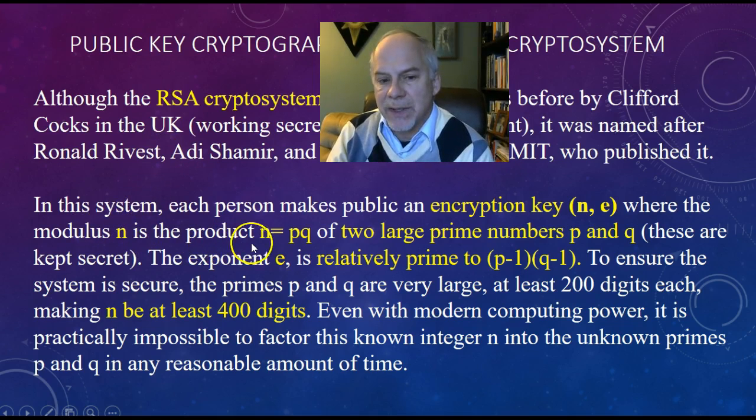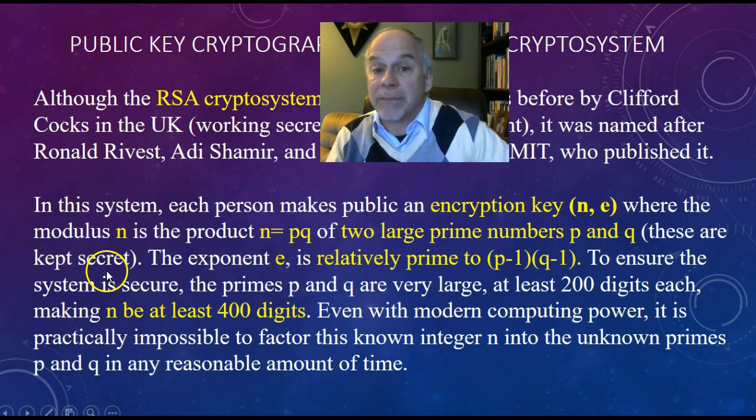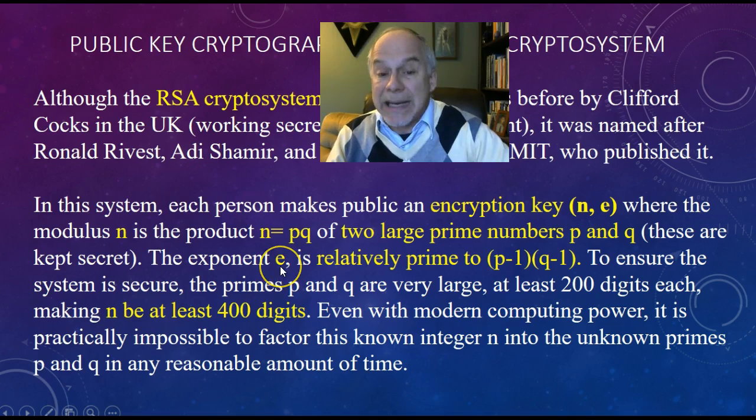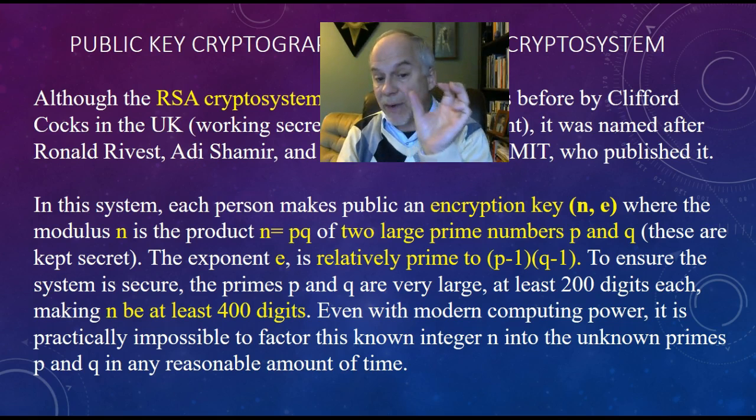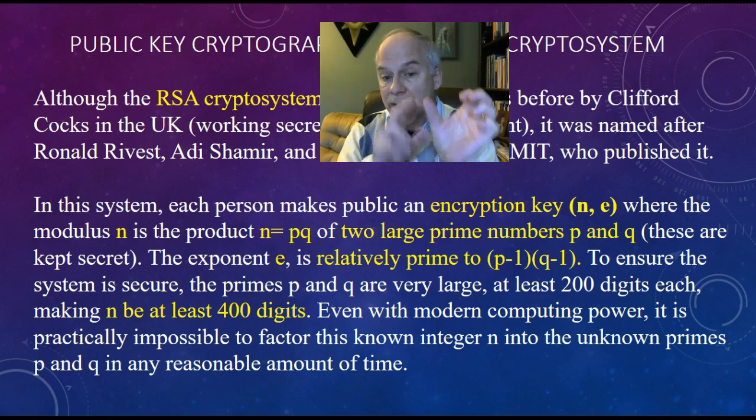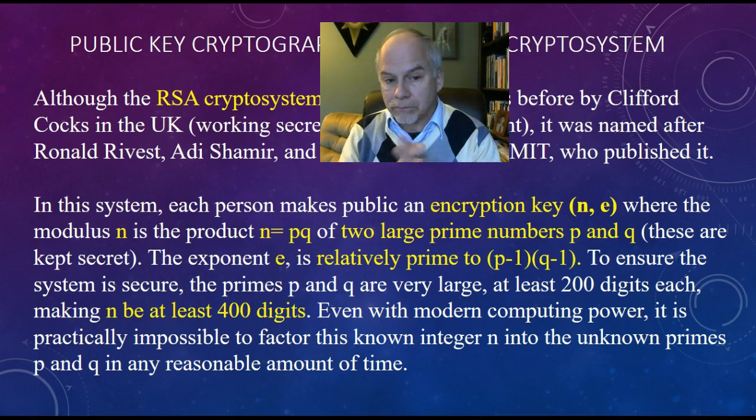Now, N is the product, N equals P times Q, of two large prime numbers, P and Q. So they have to be prime numbers, P and Q, and these are kept secret. Now, the exponent E is relatively prime to (P minus 1) times (Q minus 1). So you've got to make sure that you can't just use any exponent. You've got to verify that that exponent is relatively prime to (P minus 1) times (Q minus 1), okay? So you'd have to have a way of testing that.